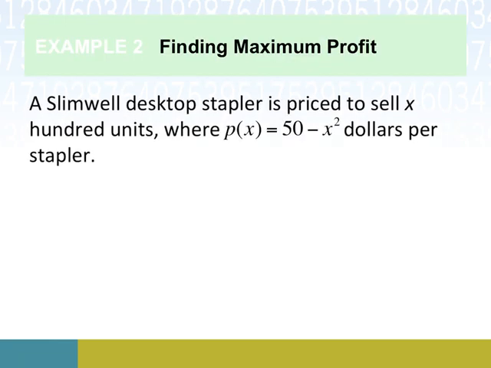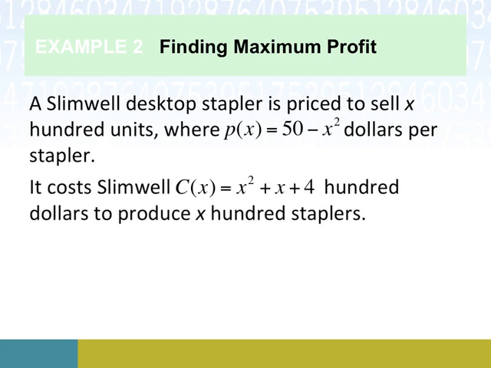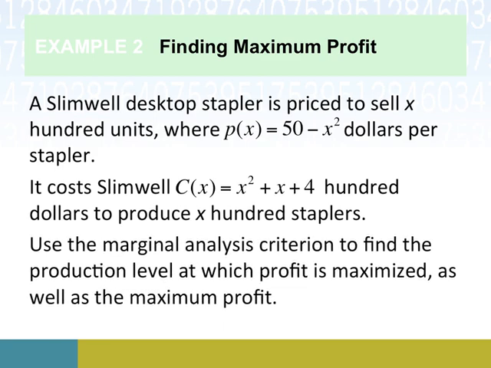So we'll take slim wool staplers. They want to sell x hundred units, and the price we charge as a result is 50 minus x squared, in dollars per stapler. Then the cost function is x squared plus x plus 4, in hundreds of dollars to produce x hundred staplers. So we're going to play a little bit of a game with units here, but we'll make it work. Okay, so our instructions are use the marginal analysis criterion to find the production level at which profit is maximized, and then find the maximum profit too.